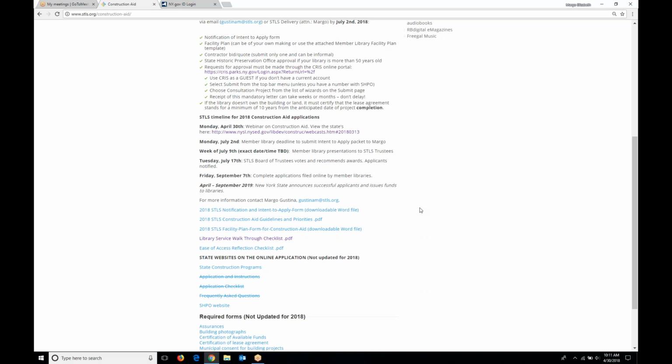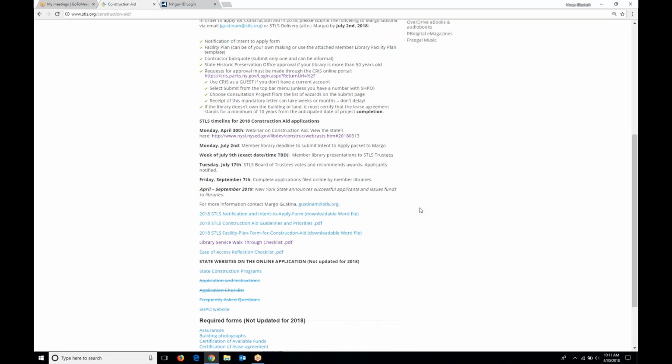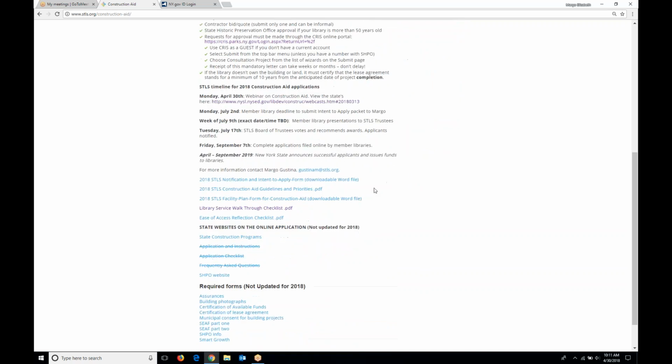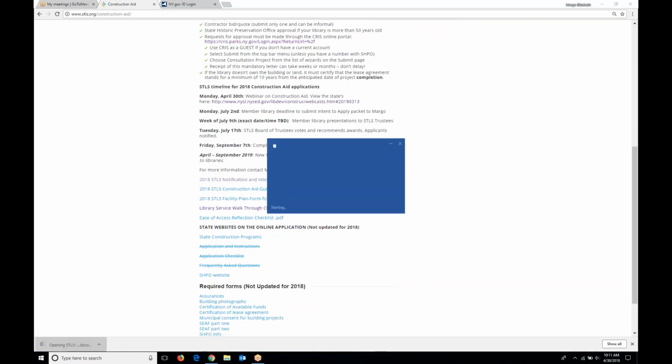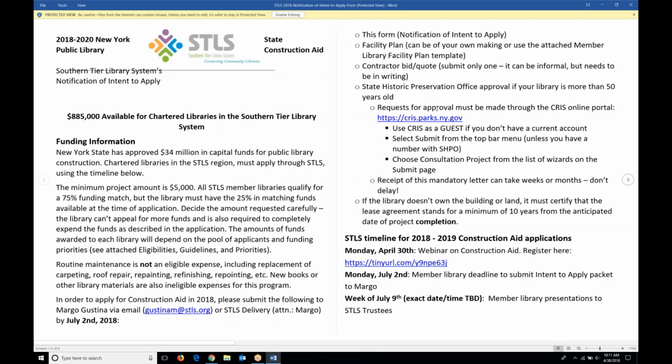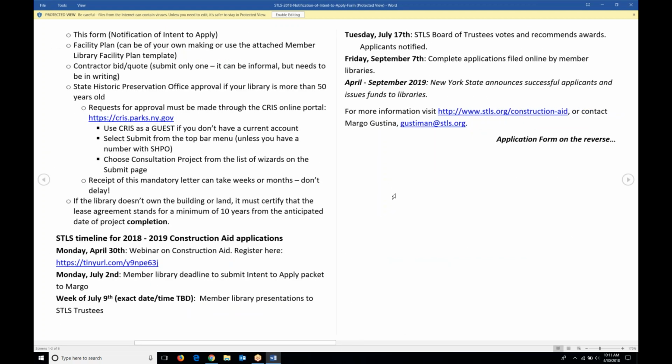All right, so let's get into some of the forms we're talking about. First, we'll start with the intent to apply. The notice of intent to apply, the first page is just really what's on the website already. So it's designed to just give you information about the construction aid project and the timeline for approval of applications.